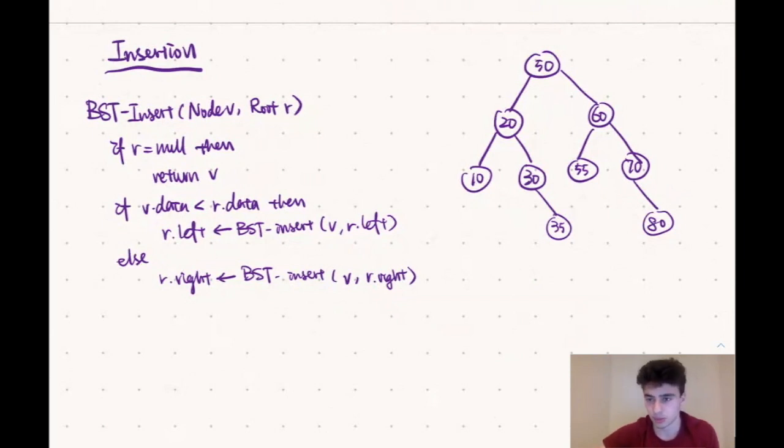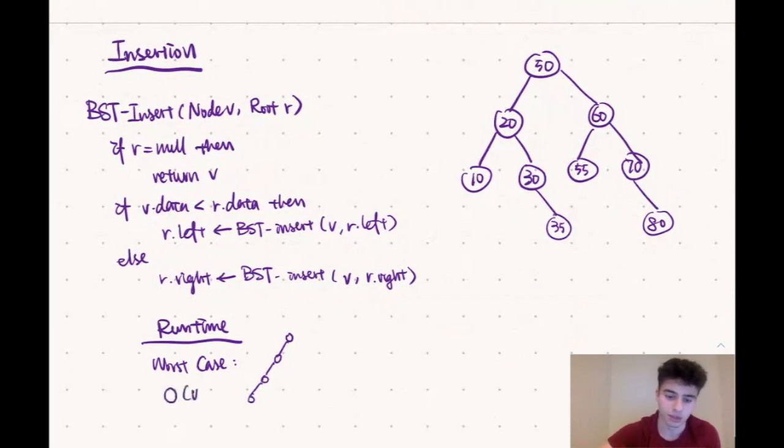So let's discuss the runtime of this. Once again, the runtime is the same as it is for search. In the case that the tree is completely unbalanced, such that it's a linked list, either all nodes are right children or all nodes are left children, the runtime is linear, or O of n. And of course, the average runtime, if the tree is balanced, is O of log n, or logarithmic.